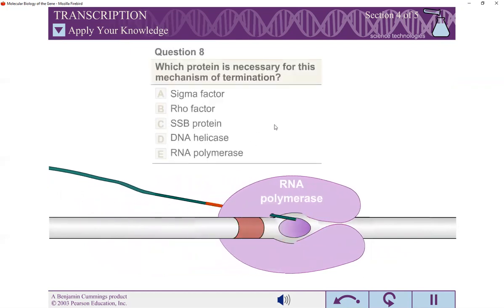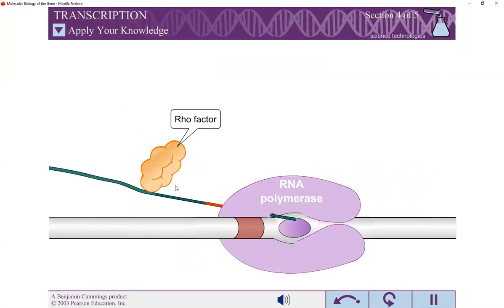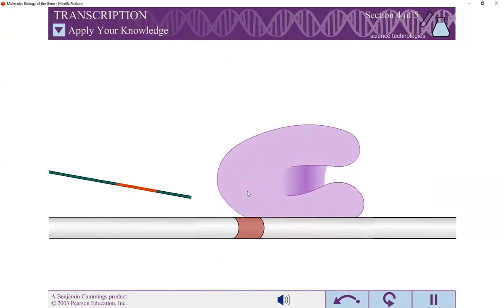Question 8. Which protein is necessary for this mechanism of termination? Now, the protein that is responsible is referred to as the rho protein. So, the rho protein is going to bind and dissociate the entire process.